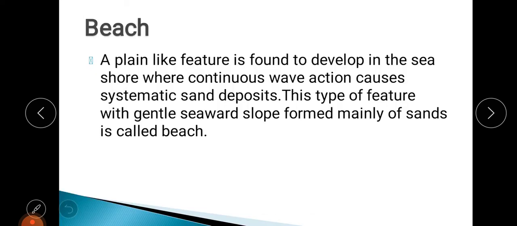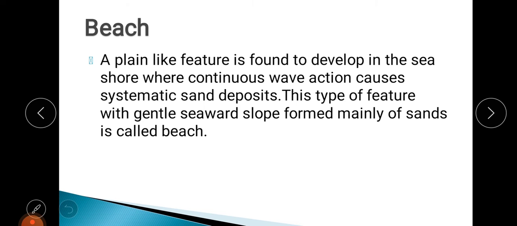Then you see beach. So all of you, I hope you have seen a beach area. Now how a beach is formed is here: when the sea, or the ocean, deposits all these sand particles, then this plain area is formed, that is called your beach. So a plain-like feature is found to develop in the sea, at the seashore, where continuous wave action causes systematic sand deposits.